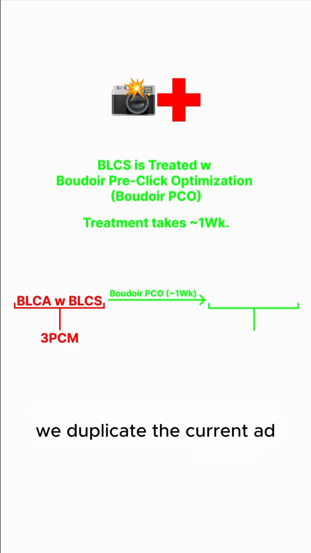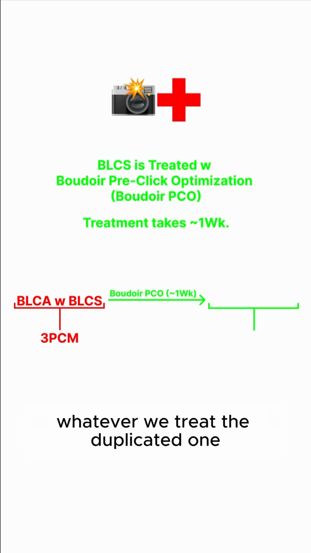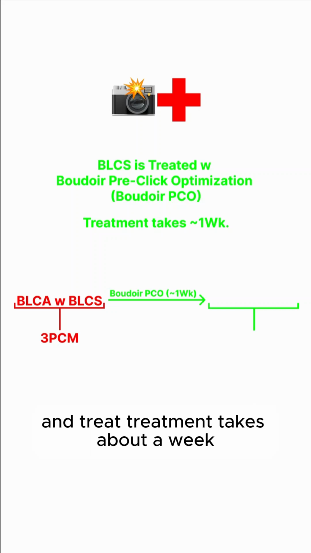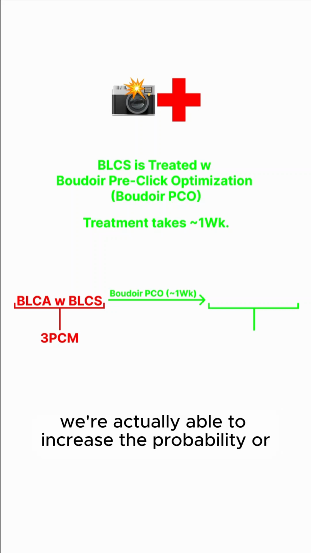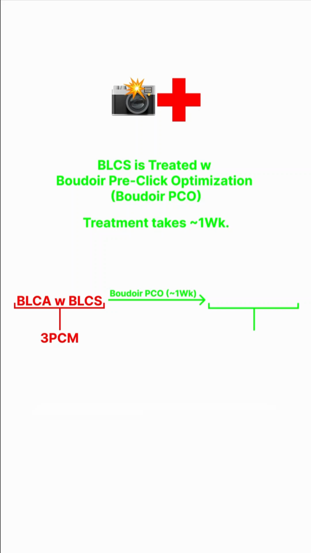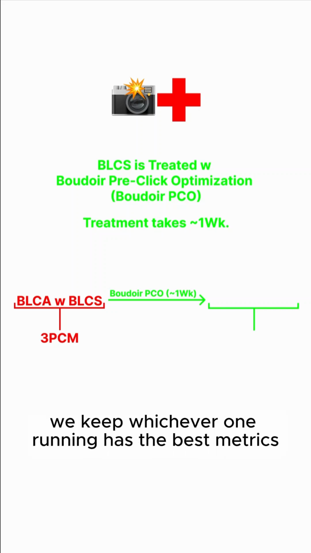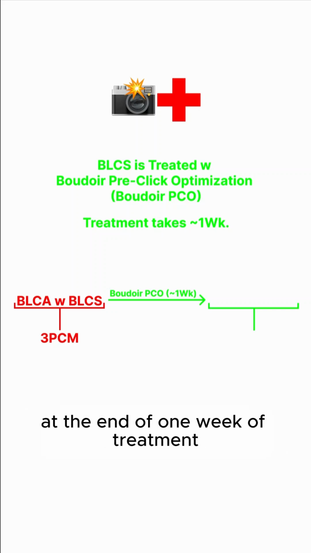Treatment's pretty simple. We duplicate the current ad, so we leave the original as it is, on or off, running, whatever. We treat the duplicated one, and treatment takes about a week, and we're actually able to increase that unique CTR above 6%, and we keep whichever one running has the best metrics. It's always been the Boudoir Pico treated one that has the best metrics at the end of about 1 week of treatment.